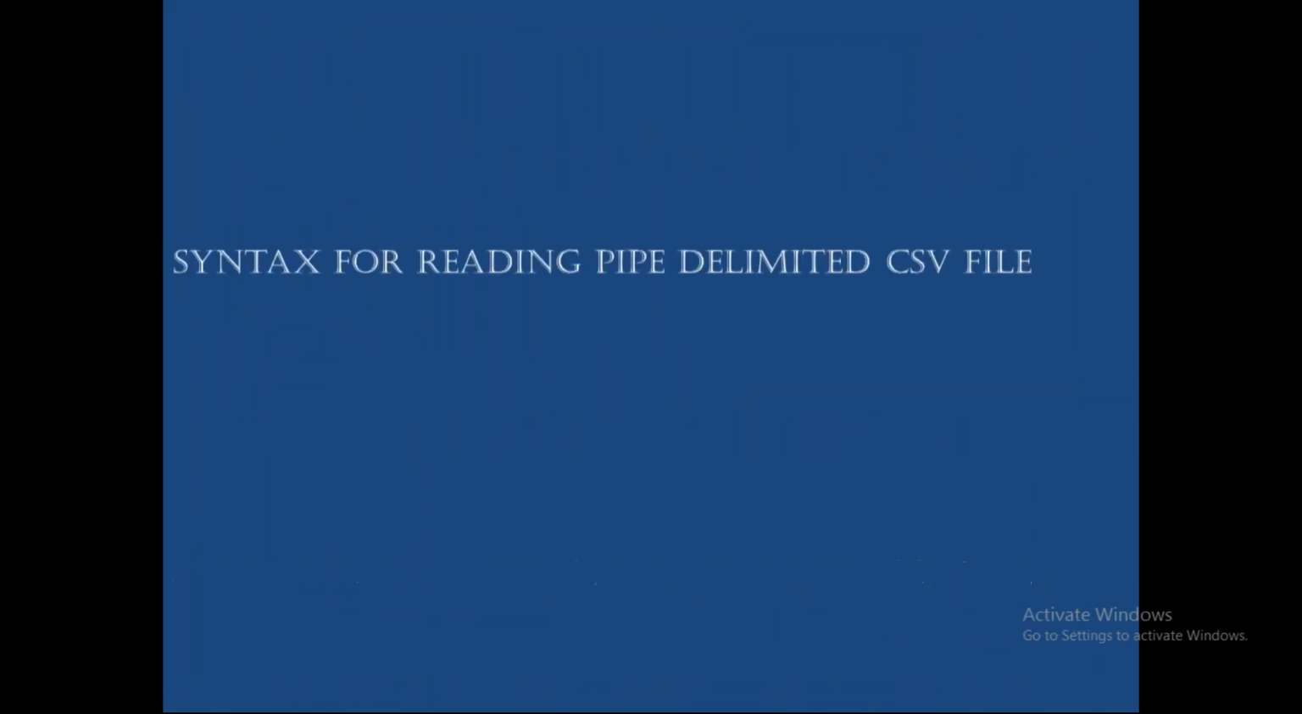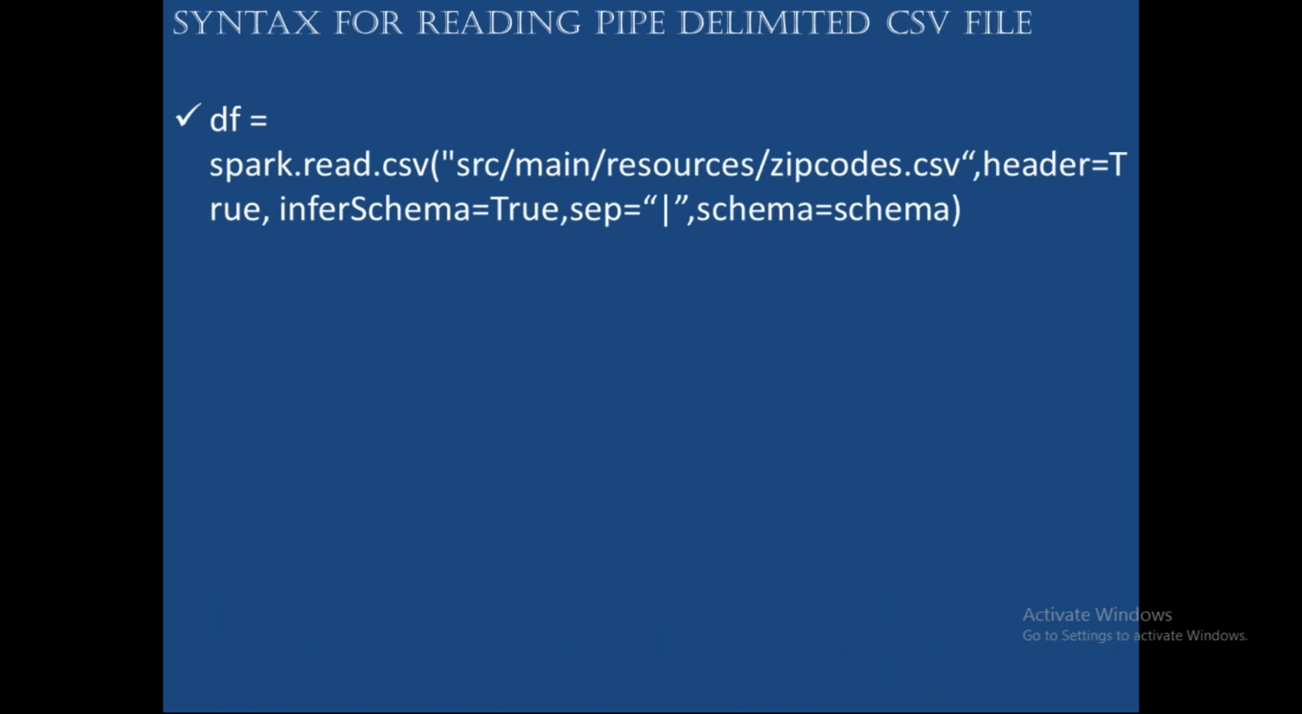Okay. Next, syntax for reading your pipe delimited files. You can see here, spark.read.csv. It's a CSV file only, extension also CSV. Remember, header equal to true, meaning I am saying I have headers in this file. InferSchema equal to true. I'm saying, can you read this entire data to identify the data types? Next, here, if you see the separator is pipe. Schema equal to schema. If you want to give the user defined schema, you need to specify here.